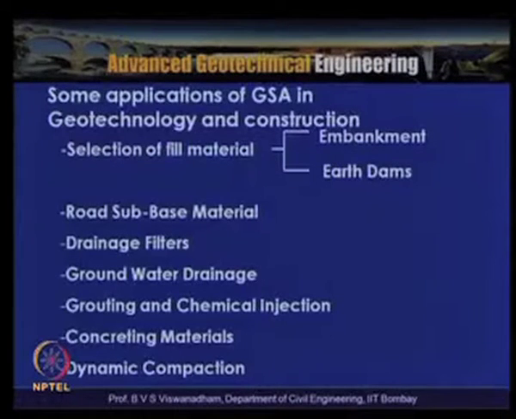Having determined the particle size distribution, we can discuss where the grain size distribution or analysis can be used, particularly in geotechnology and in construction. It is very useful in the selection of fill material, particularly as grouting material or casing material. It is required for embankment and earth dam construction. As a road sub-base material, well graded soils are preferred, and for drainage filters, in order to allow flow and retain the finer fraction, the filters are required.